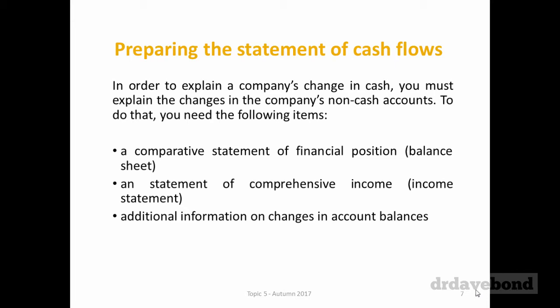You know the end, so you'll have this information as well. At the end, you have 80 in cash, 30 in property, plant, and equipment, 110. Assuming that is all the information that you have, that's a comparative statement of financial position. We don't have a comprehensive income statement. We haven't provided that information, and we don't have any additional information.